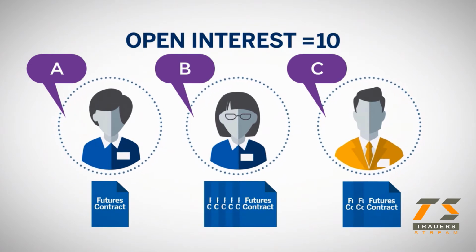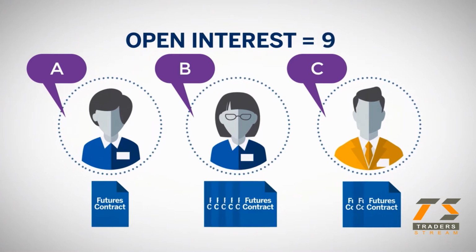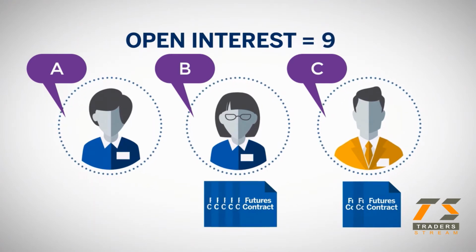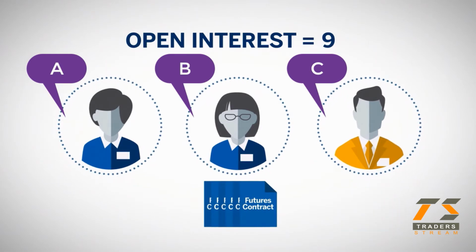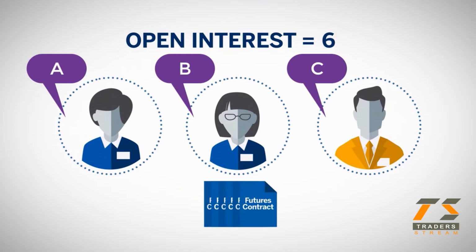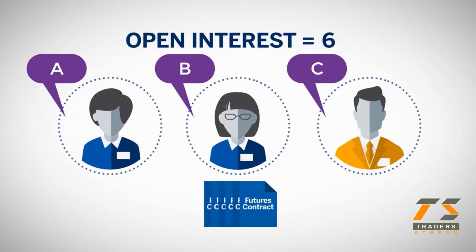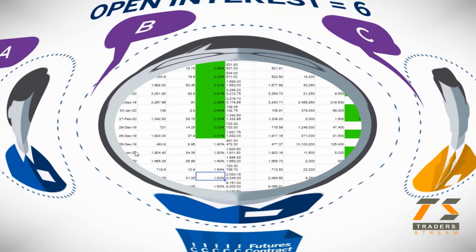Now open interest will remain 10 until they exit the position. If person A closes 1 contract, open interest declines to 9 because he has closed 1 contract. If person C decides to close all 3 positions, the open interest is now 6. Until person B decides to close the 6 contracts, the open interest will remain 6. Now that's about the open interest.